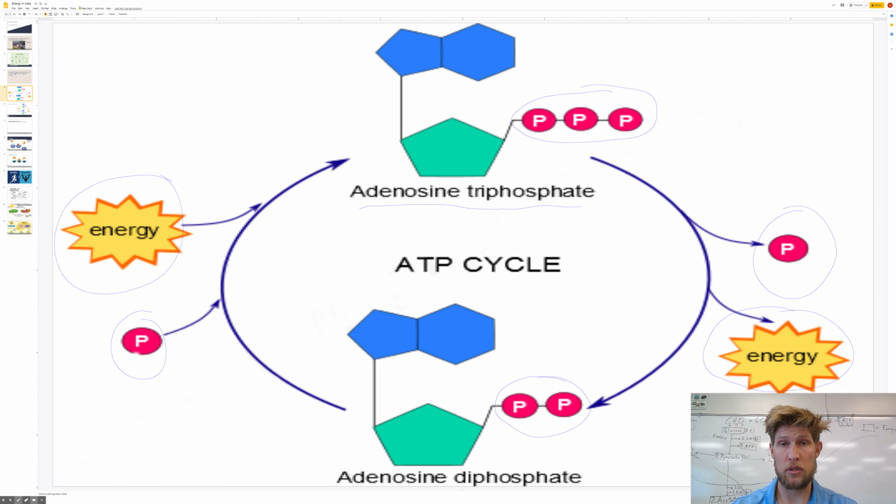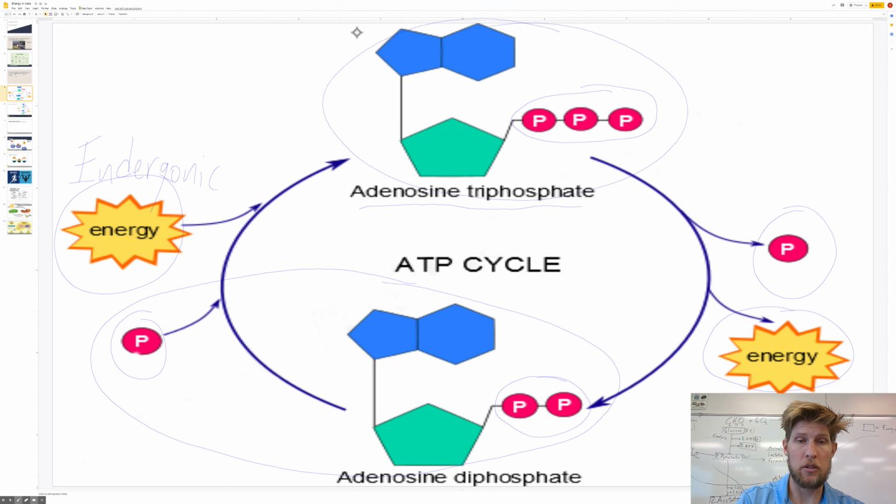Now let's add a few vocab words to this. So when you add energy into a reaction, that is called endergonic. Adding energy in, energy goes in, it's endergonic. Now we're actually building a bigger molecule out of 2 smaller ones. So you're taking these 2 molecules right here, and you're building a bigger one here. Here's ATP. We're building that bigger molecule. That is called an anabolic reaction. Anabolic. Building bigger molecules out of smaller ones.